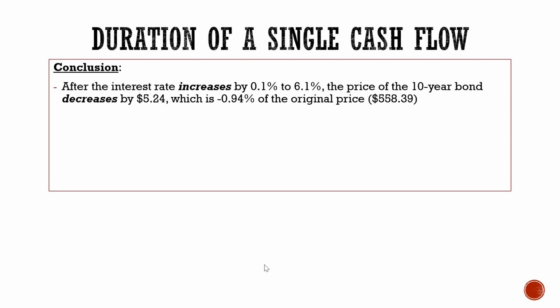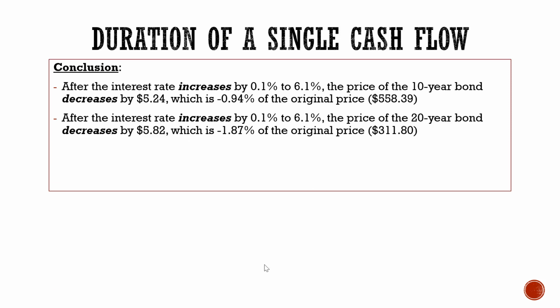We see that after a small change, 0.1% in interest rate, the price of the 10-year bond decreases by $5.24, which is negative 0.94% of the original price. And the price of the second bond decreases by $5.82, which is negative 1.87% of the original price. So if you compare these two changes, you can see that negative 1.87% is almost double 0.94%. That means the second bond is more sensitive.